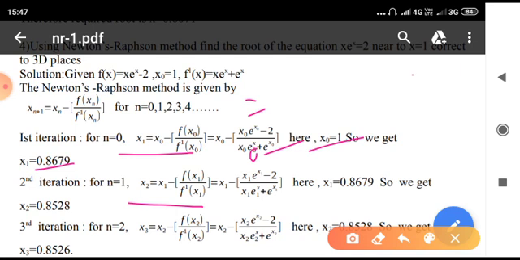Now the second iteration, for n equal to 1, we get x2 as x1 minus f of x1 divided by f dash of x1, which is x1 minus (x1 e power x1 minus 2) divided by (x1 e power x1 plus e power x1). So when you substitute x1 as 0.8679, we get x2 as 0.8528.